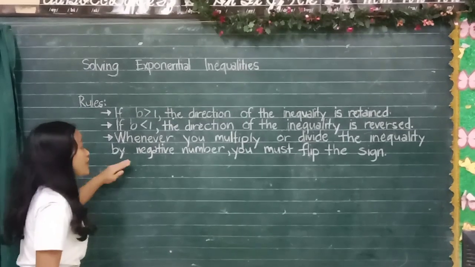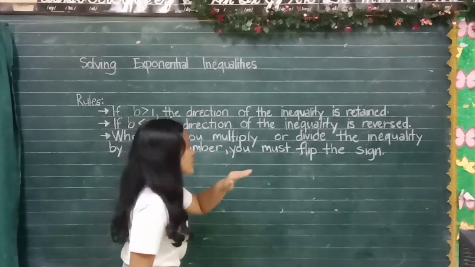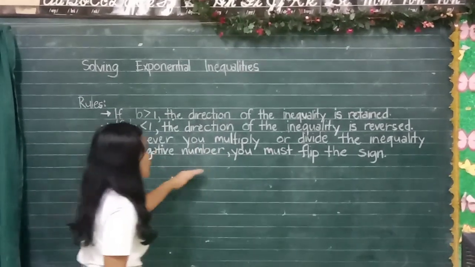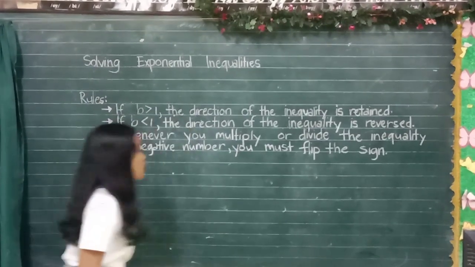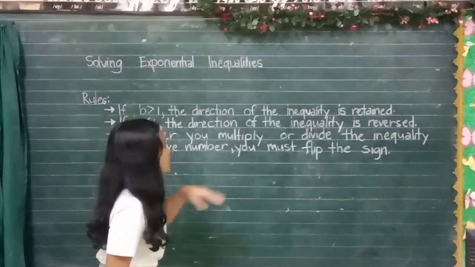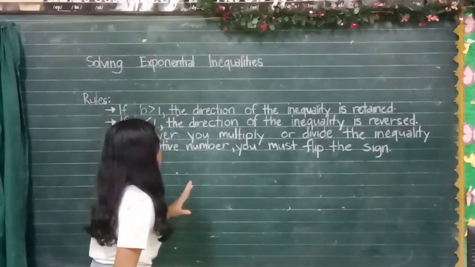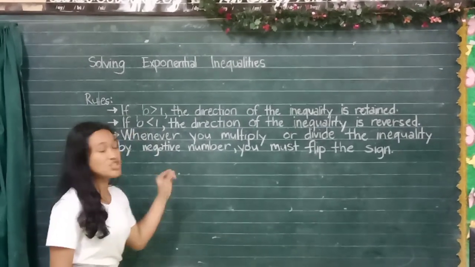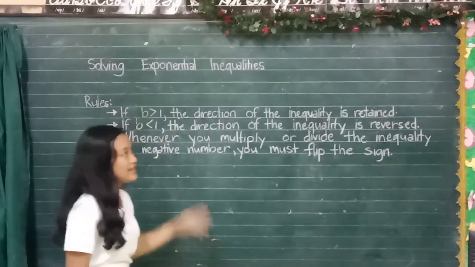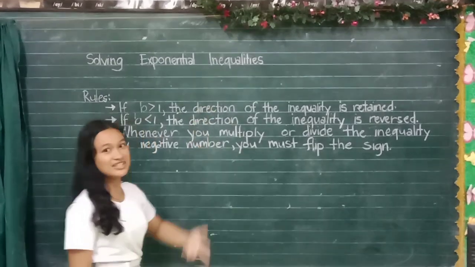Next, whenever you multiply or divide the inequality by a negative number, you must flip the sign. So, if we divide or multiply the inequality by a negative number, we also flip the sign. Again, for example, if it is less than, it becomes greater than.